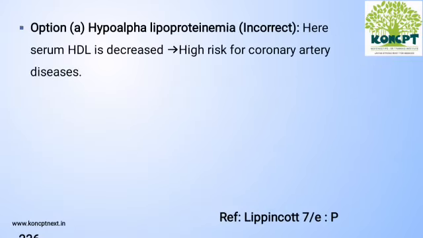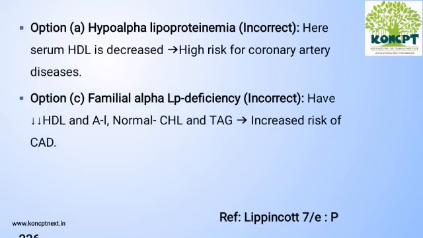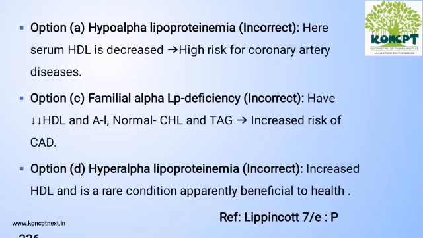The other option is hypo-alpha lipoproteinemia. Here the HDL level is decreased, but the other features mentioned in Tangier's are not seen. In option C, you can see the normal level of cholesterol and TAG, whereas in Tangier's the cholesterol level will be high so that it gets deposited in the nearby tissues. And option D is hyper-alpha lipoproteinemia. Here there will be an increased level of HDL. Thus options A, C and D are ruled out.